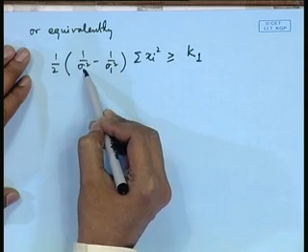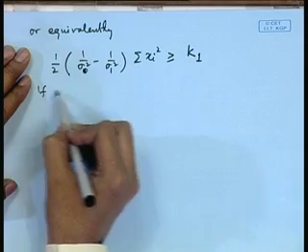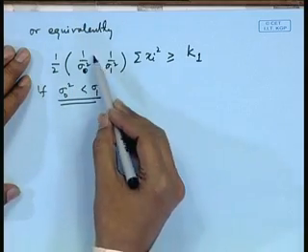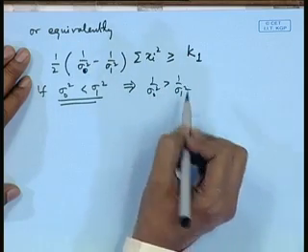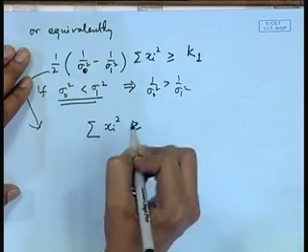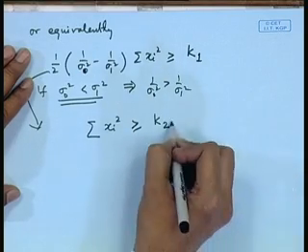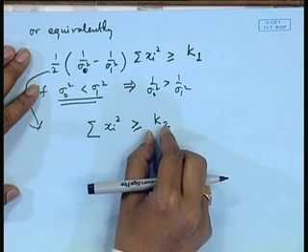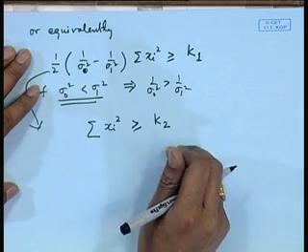Now, once again the relative position of sigma naught square and sigma 1 square is playing a role here. So, suppose I take sigma naught square to be less than sigma 1 square, then this will be equivalent to 1 by sigma naught square greater than 1 by sigma 1 square. Therefore, the region will be equivalent to sigma x_i square greater than or equal to say k 2, where this k 2 has to be chosen in such a way that sigma x_i square greater than or equal to k 2 has a probability equal to alpha when sigma square is equal to sigma naught square.